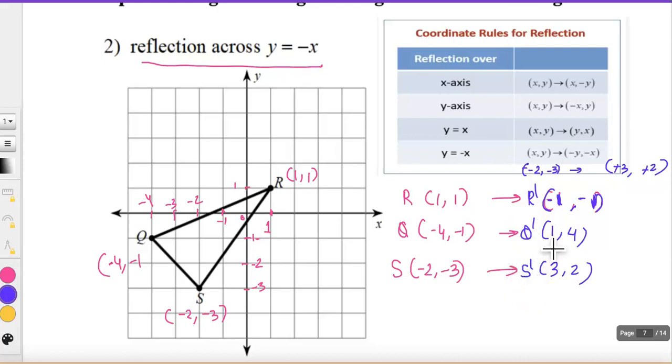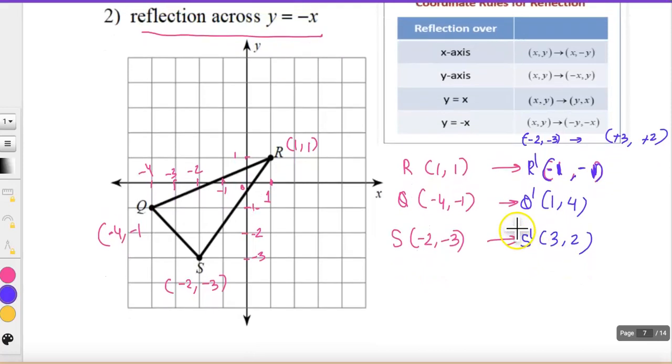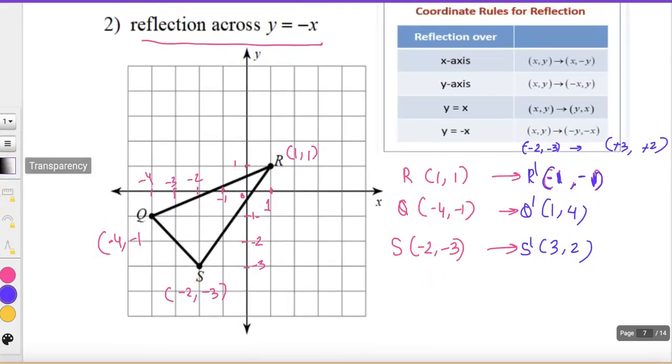These are the coordinates. Now what we will do is go ahead and plot these points. Let me keep it like this, why erase? R prime is negative 1, negative 1. R prime is this one over here. What about Q prime? 1, 4. 1 is this, so 1, 2, 3, 4. This is my Q prime. And S prime is 1, 2, 3, and 2. This is my S prime.